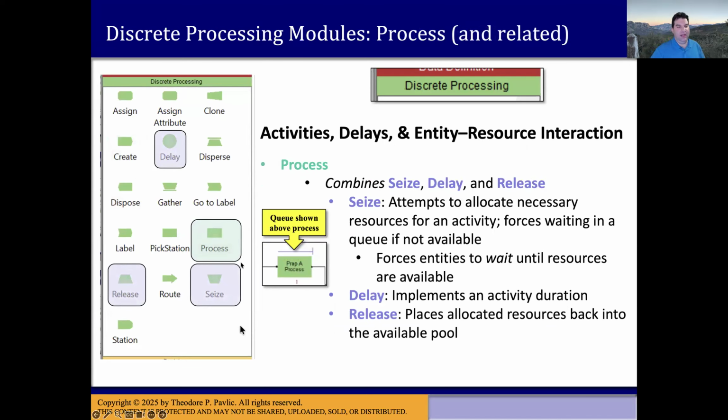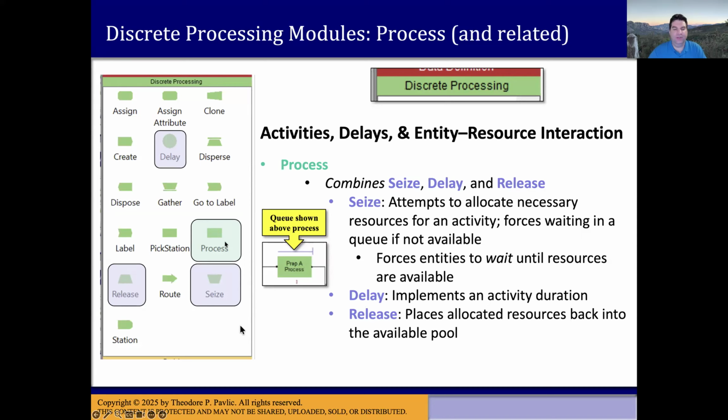If we then look down here in the discrete processing, not only do we have create and dispose, but we need something that handles those entities once they're created and in the system. And the process block is the key thing that we're going to use for that. So the process block is a tool that allows you to combine entities with resources to do activities. So the activity, that is the key thing that, we have an input model for how long a resource is being used by an entity when an entity needs that resource. That all happens inside a process block.